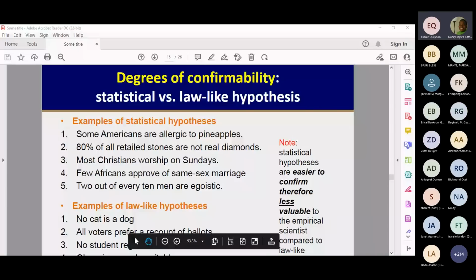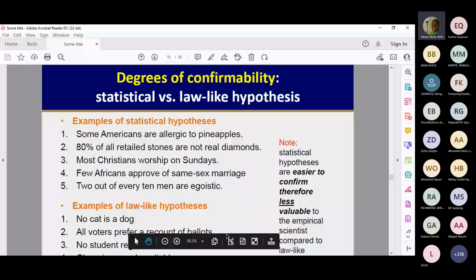Examples of statistical hypotheses. 1. Some Americans are allergic to pineapples. 2. 80% of all retail stones are not real diamonds. 3. Most Christians worship on Sundays. 4. Few Christians approve of same-sex marriage. 5. 2 out of every 10 men are egoistic. They are driven by their ego.